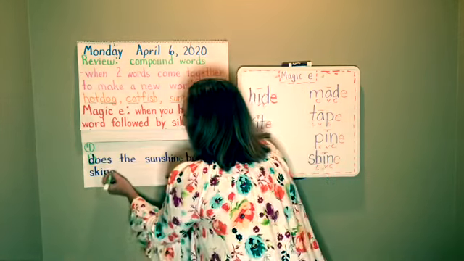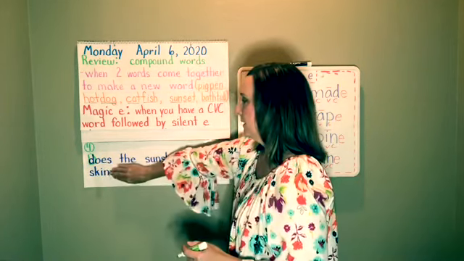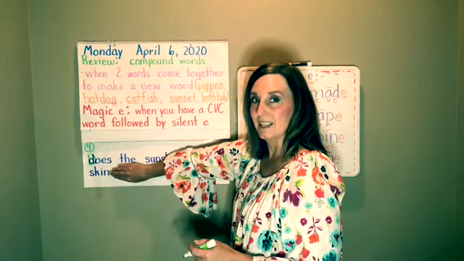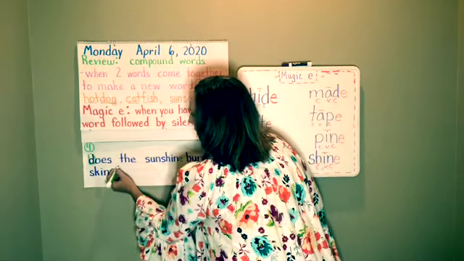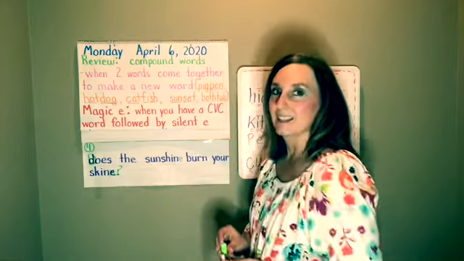What's wrong with that? That's a long I because it has a silent E. So I don't need this E here. I'm gonna take it off. So now if I take it off, it becomes skin. Does the sunshine burn your skin? So it ends with a question mark because it's asking a question.